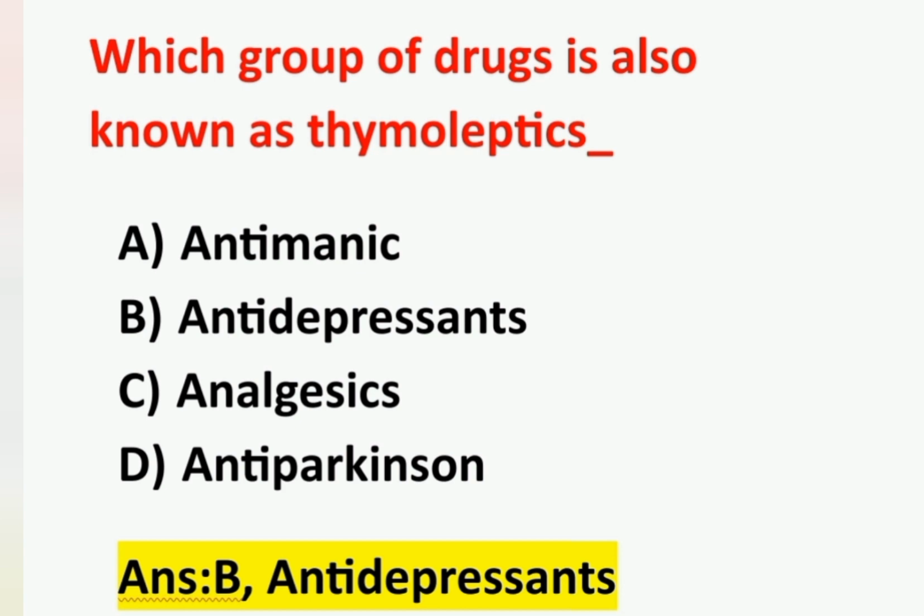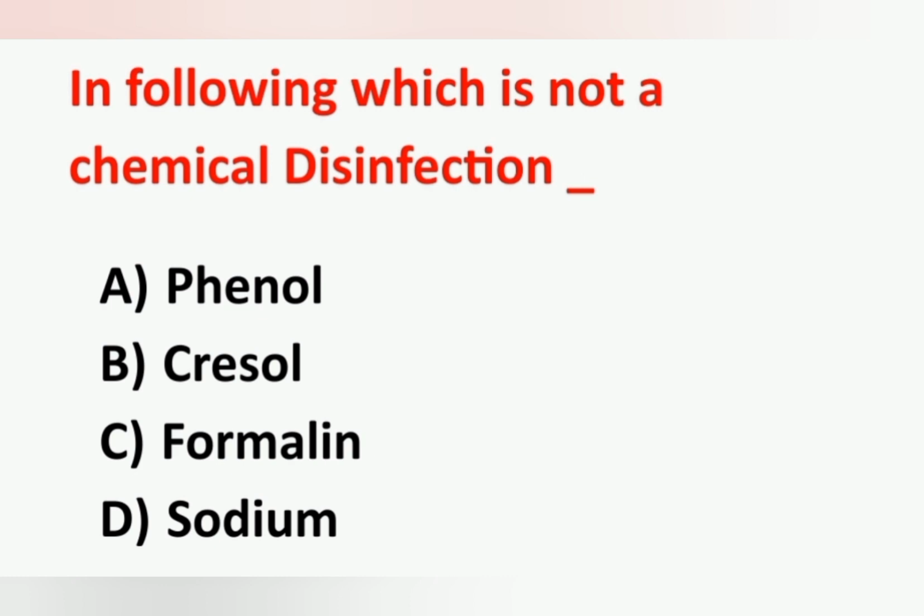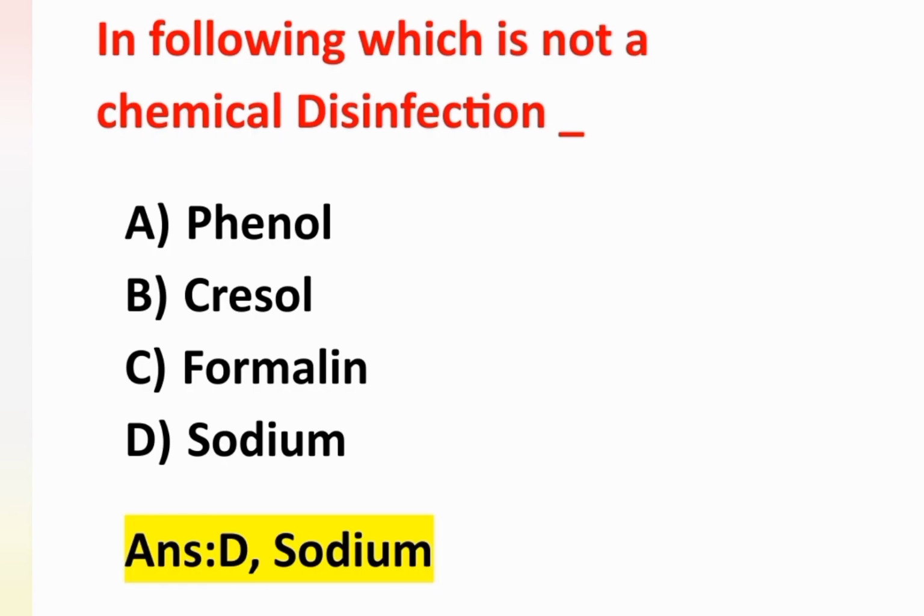The next question, which of the following is not a chemical disinfectant? Option A, phenol; option B, cresol; option C, formalin; option D, sodium. The correct answer is option D, sodium. Sodium is not a chemical disinfecting agent among these. The remaining options, phenol, cresol, and formalin, all come under chemical disinfectants, but sodium is not a chemical disinfectant agent.